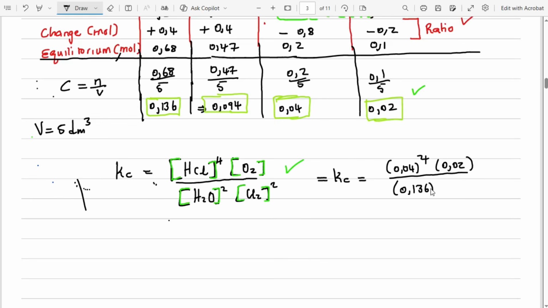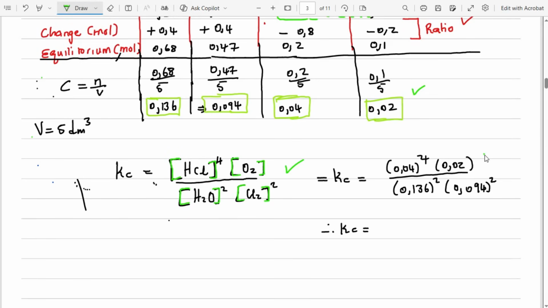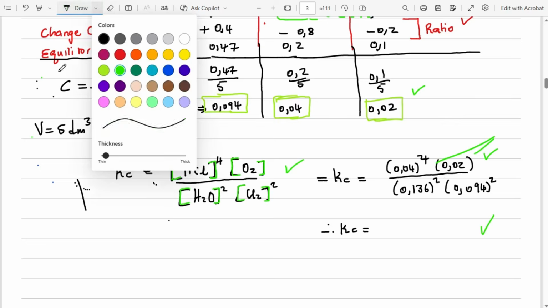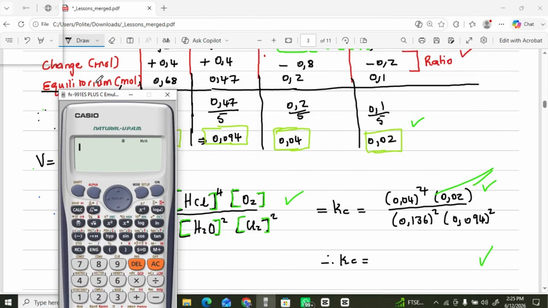0.136 squared times 0.094, and this is squared. Let's see what Kc equals. So now for the correct substitution, you have another mark. For the correct substitution there's another mark, and they'll definitely give you a mark for the final answer. Okay, let me quickly, because I need us to do this one on the calculator.